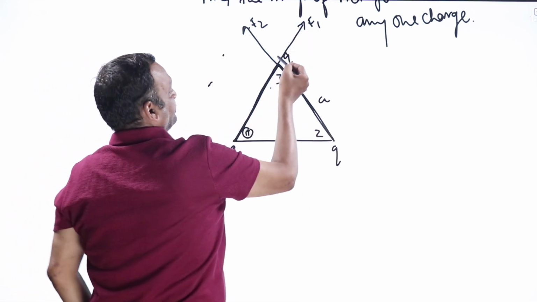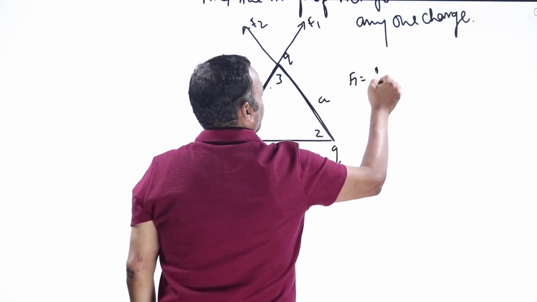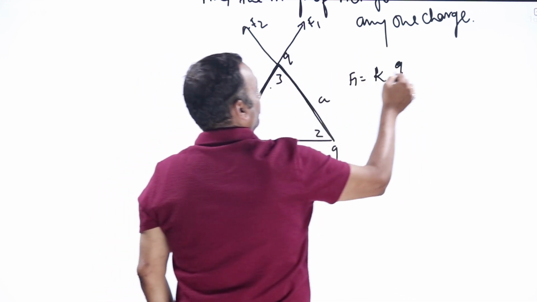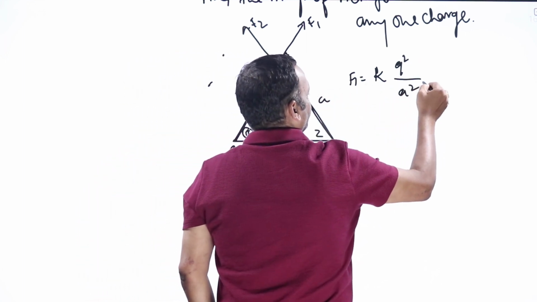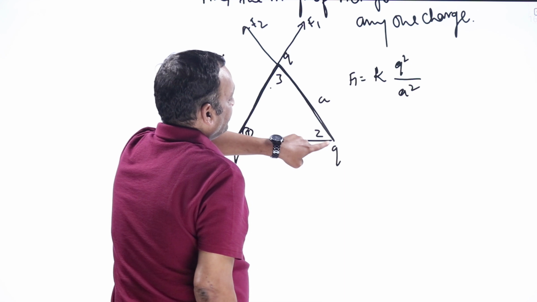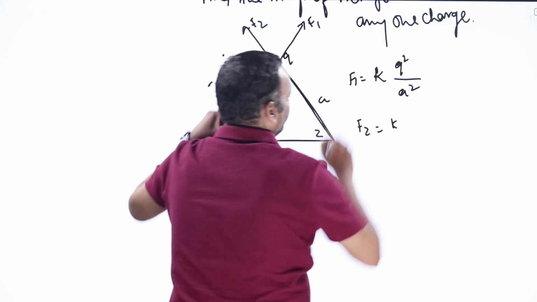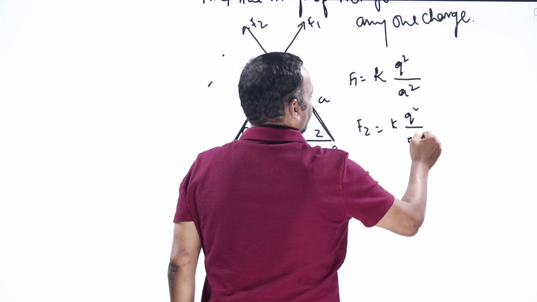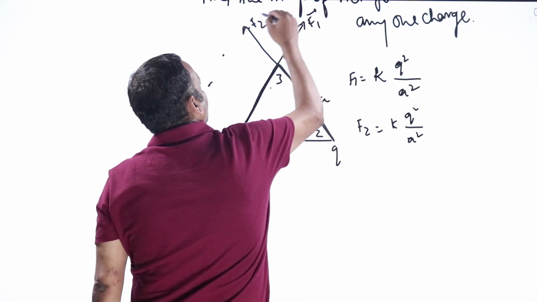What is F1? These are identical charges, so F1 is equal to 1 by 4 pi epsilon naught, or simply K into Q1 Q2. Both are Q, so Q square by the distance between them, which is A, so Q square by A square. Similarly, force F2 due to the charge on corner 2 is again K, the two charges are equal, Q square by A square. So F1 is like this, F2 is like this.